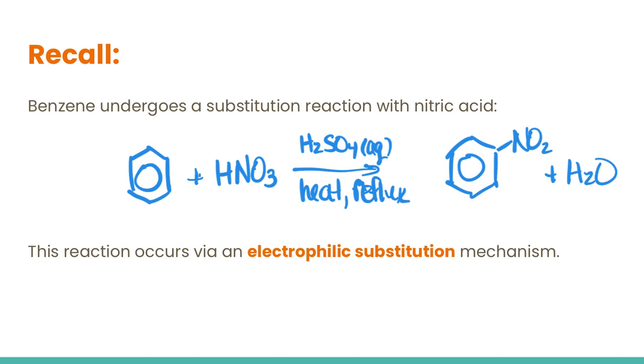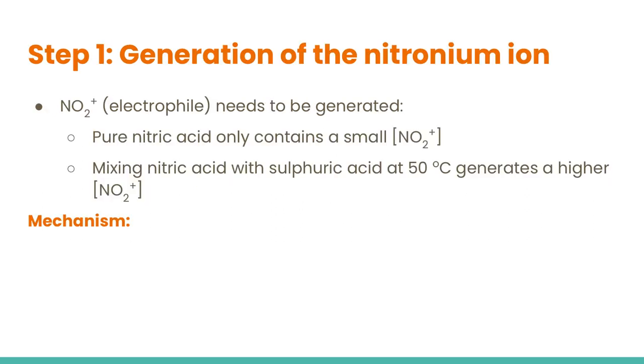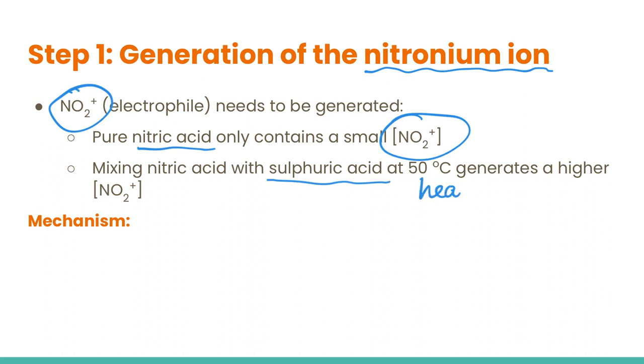So this particular reaction happens through a mechanism called electrophilic substitution. So let's take a closer look at this actual mechanism. Now, this particular mechanism happens in three kind of steps. The first step is we need to generate the electrophile, which is called a nitronium ion, or NO2+. And the reason we need to generate it is because pure nitric acid only has a very small concentration of NO2+, but by mixing it with sulfuric acid and some heat, it's going to generate a higher concentration of our electrophile.